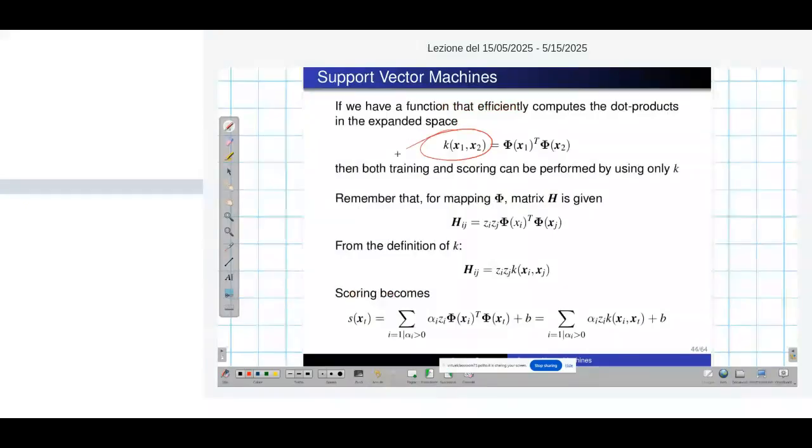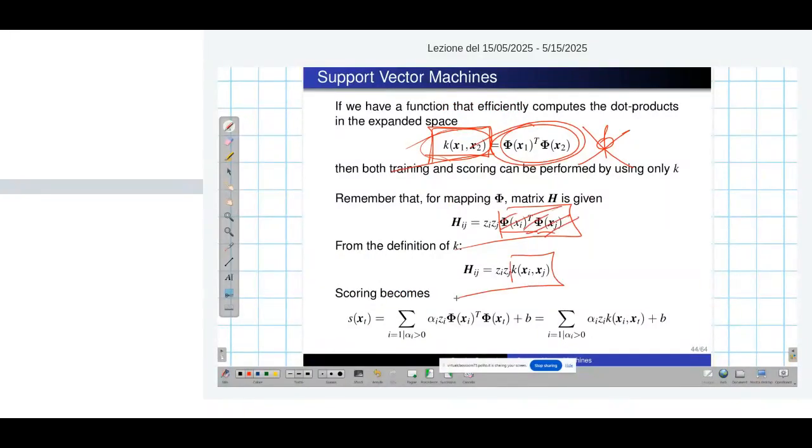This is called a kernel function, a function that given x1, x2 computes the dot product in the expanded feature space, but typically without computing the expansion at all. Notice that if I have this kernel function, then during training my matrix H depends on these terms, so I can replace this term with a call to the kernel function between training set points.